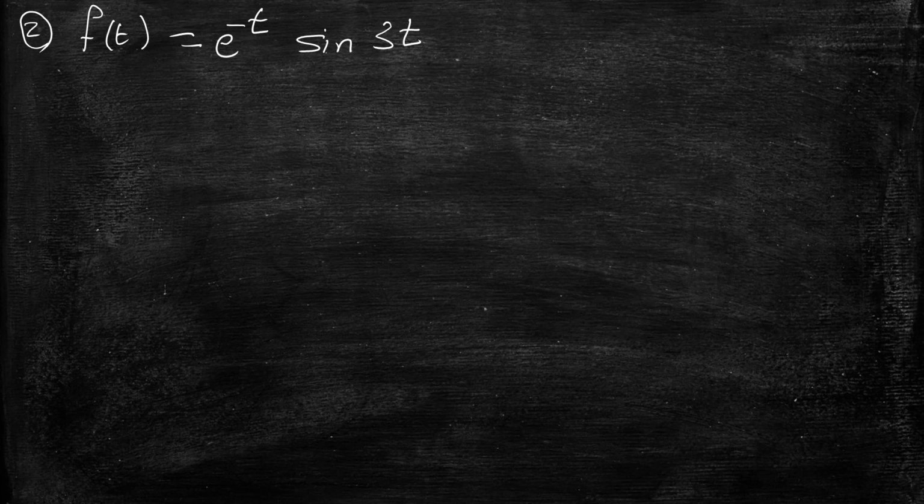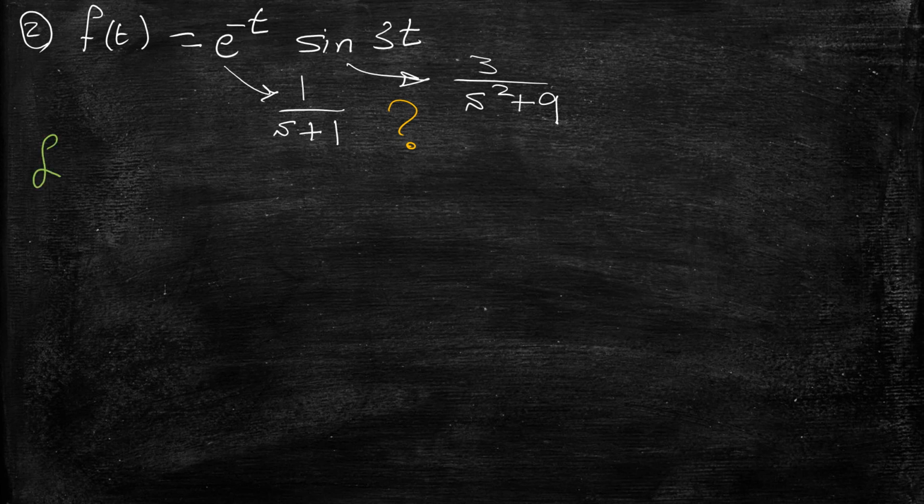So let's keep going. If we have another example, function f of t equals e power minus t sine 3t. In this case, we have both of them from the table. Sine is 3 over s squared plus 9, and the exponential is 1 over s plus 1. But if we have multiplication together, we don't know. So we'll get the benefit from the shifting property, which means if I have an exponential e power minus t multiplied by any function, from the properties we discussed earlier, this will be F of s, and each s will be s minus minus 1, which means s plus 1.